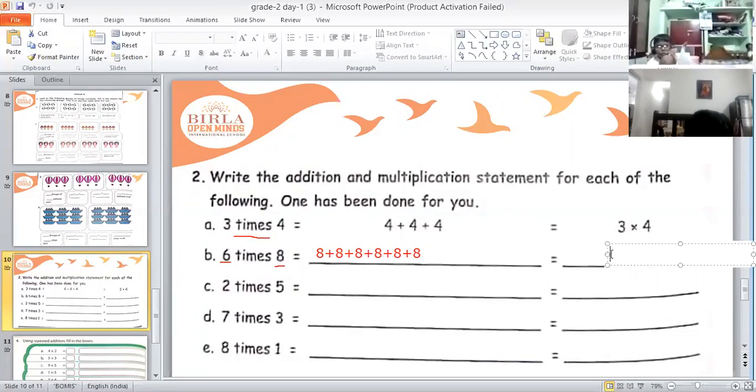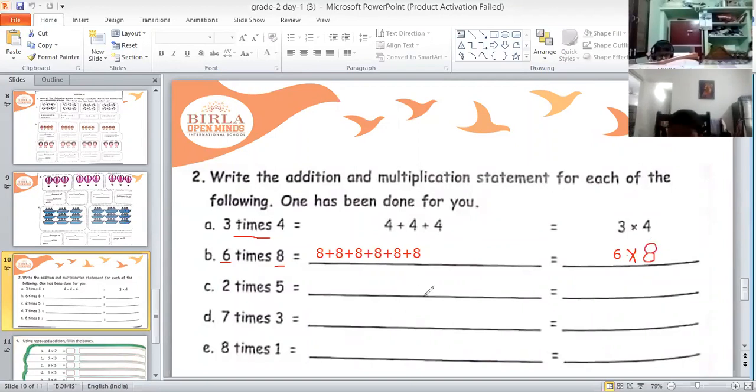Next, we have to write the multiplication sentence. How will we write the multiplication statement? What I said is that in place of this "times", just put the multiply sign. 6 and 8 will remain the same. So we'll write here 6 multiply 8.